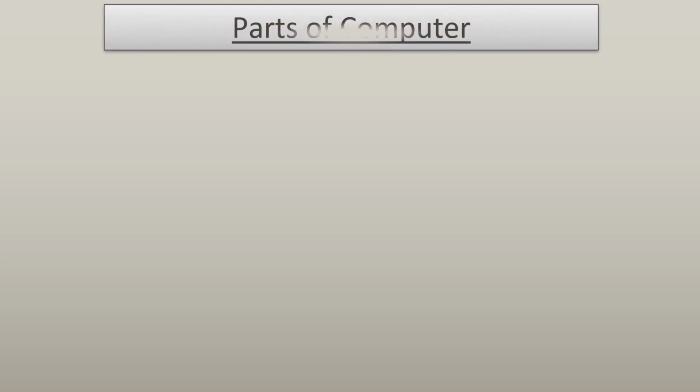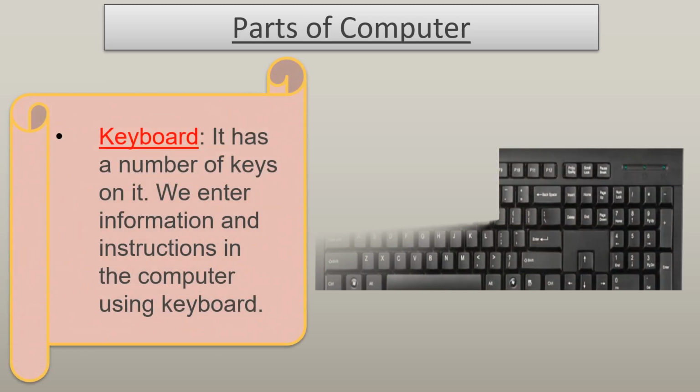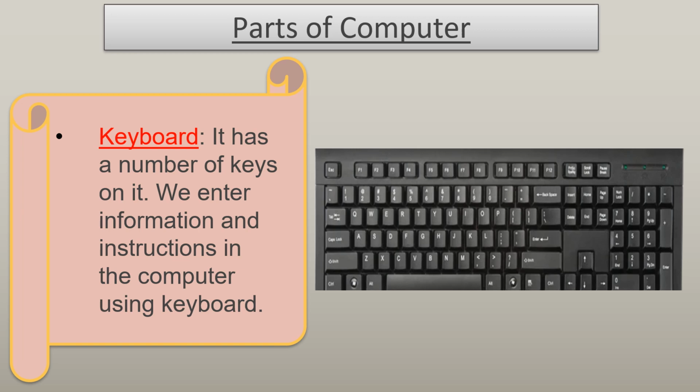Next, we are going to discuss the different parts of the computer. All of you know that computer system is made up of different parts. So let us discuss the first part of computer, that is the keyboard. Keyboard is a very important part of the computer and it is one of the input devices which has a number of keys on it. The user enters the information and instructions in the computer using the keyboard.